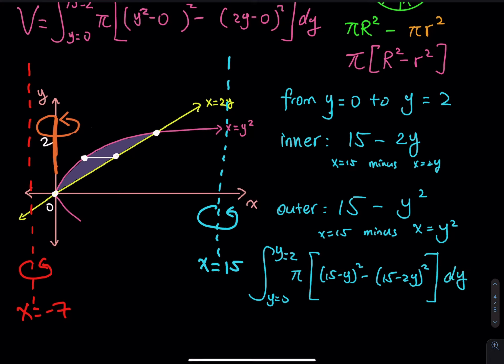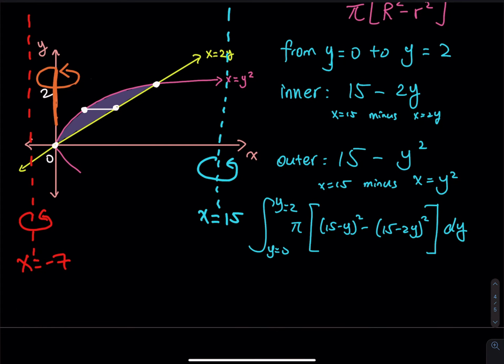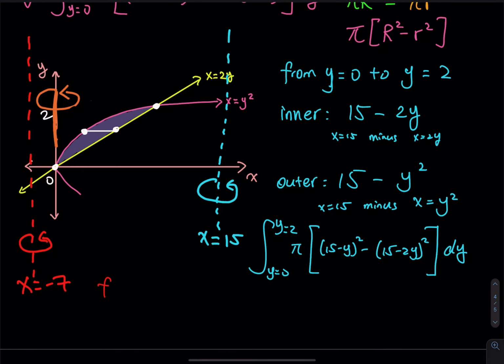x equals 15. What about negative 7? You can quickly, if you wish, pause the video and do that yourself. All right, so let's do that. So this is from x equals, not x equal, keep writing x equals. That should be y equals 0 to y equals 2. That doesn't change the upper limit and lower limit.